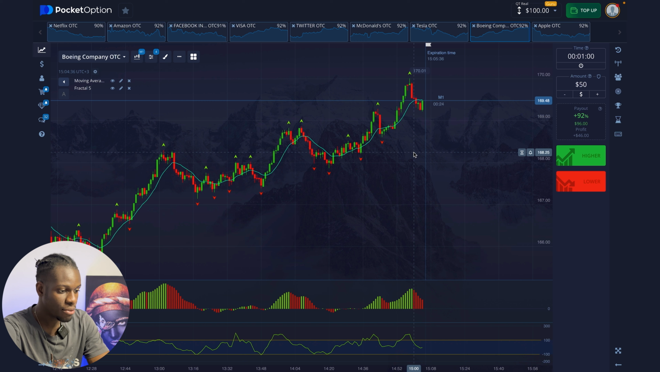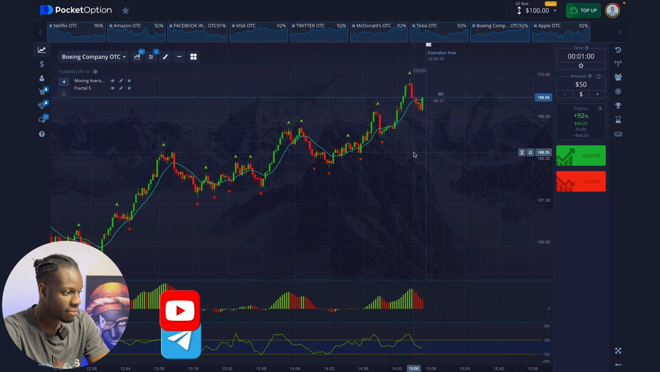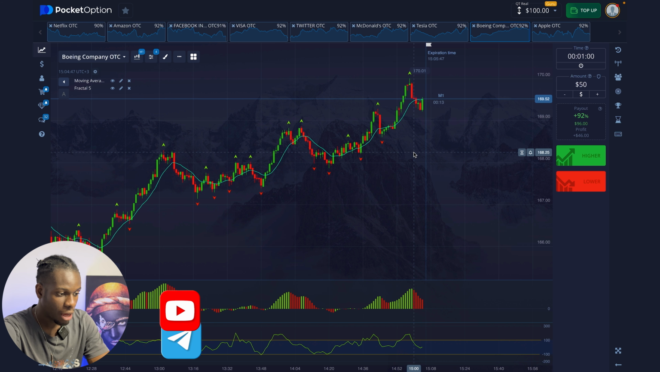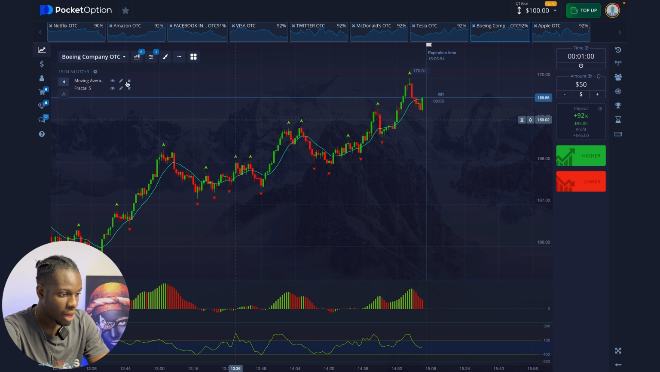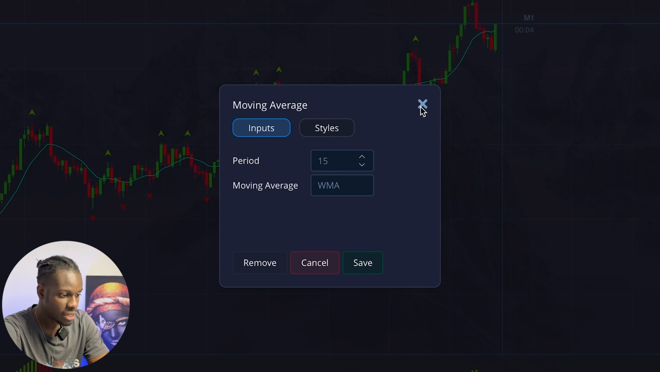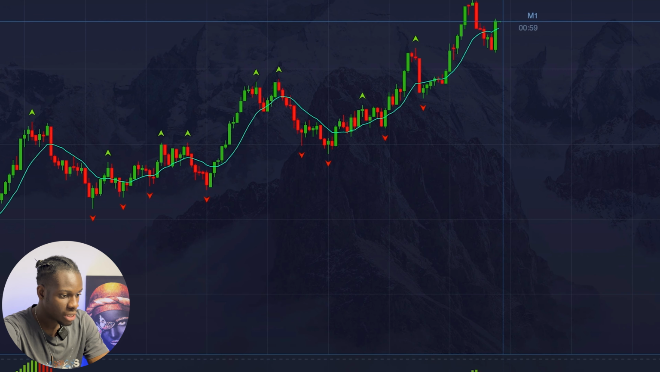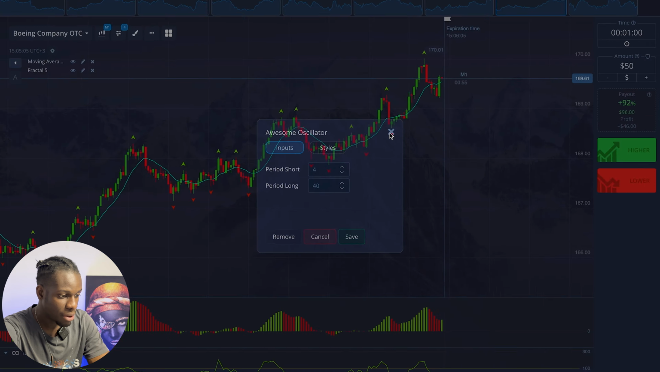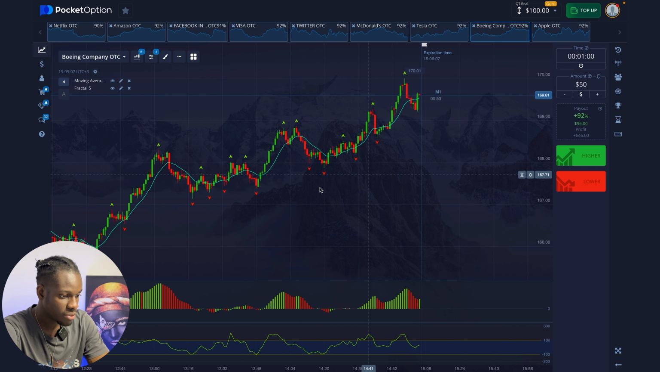So guys, today I'm going to be trading company shares. As you can see above, I've already selected a few of them. These are the ones I found to have the best chart patterns and also payout percentages. For the indicators today, I'm going to be using my weighted moving average with a period of 15, fractal with a period of 5, and an awesome oscillator with a short period of 4 and a long period of 40. And lastly, my CCI oscillator set to 15.